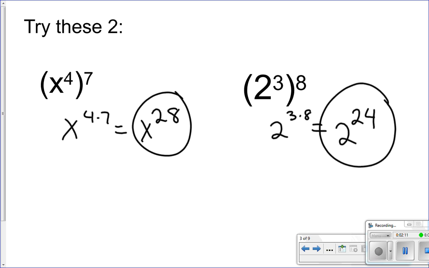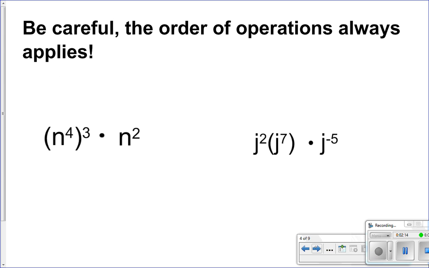Remember, these are powers being raised to a power. Be careful, the order of operations always applies. This is multiplication, and this here is exponents. You have to do the exponents first before you multiply. So I need to do n to the 4th to the 3rd power and simplify that first. Well, 4 times 3 is 12, so I get n to the 12th power times n to the 2nd power. Now I do multiplication. If you can tell the difference, this was a power being raised to a power. Now it's a multiplication problem, so I have to add the exponents.